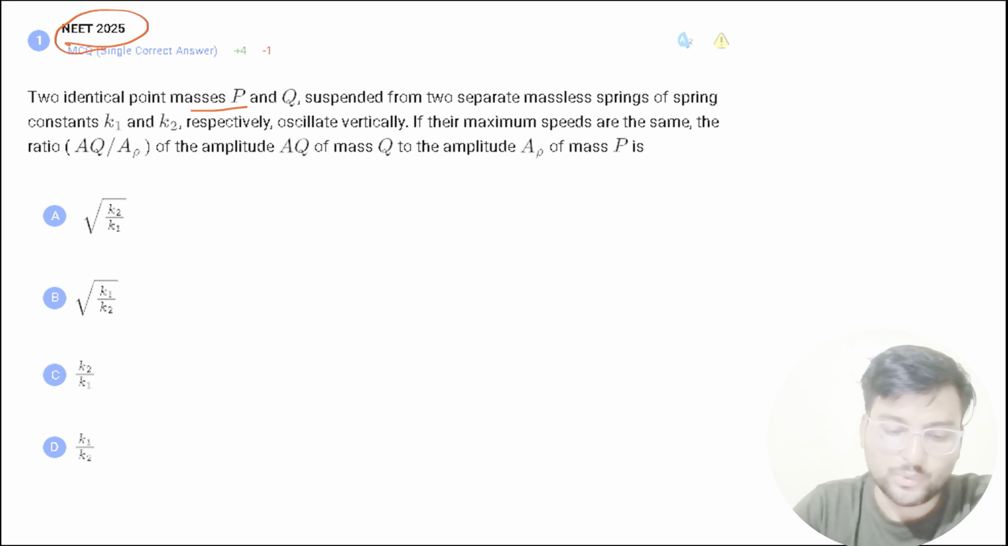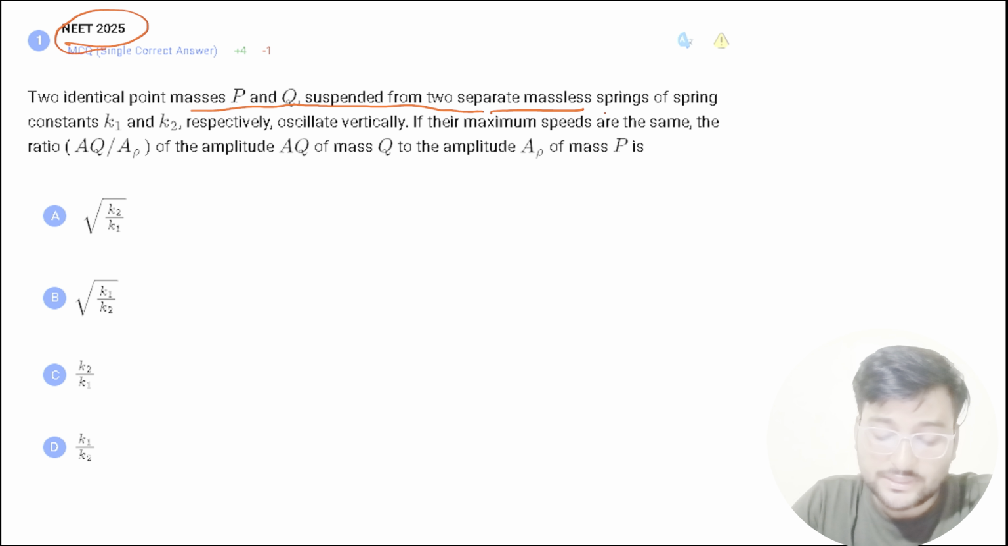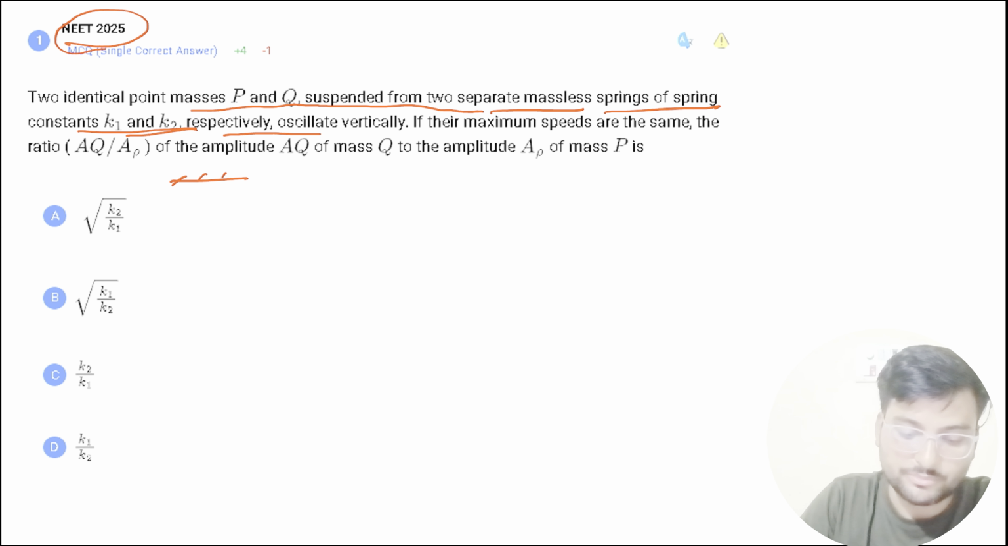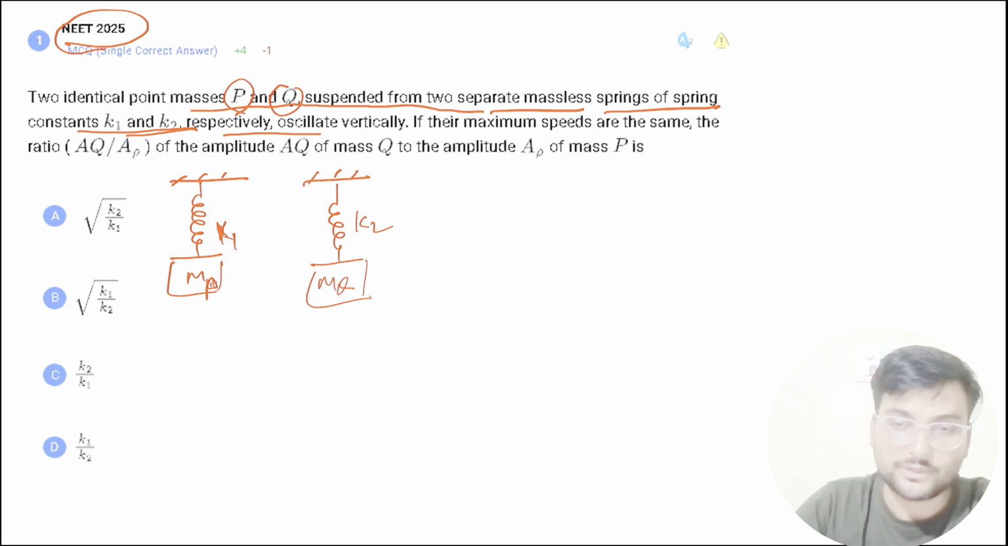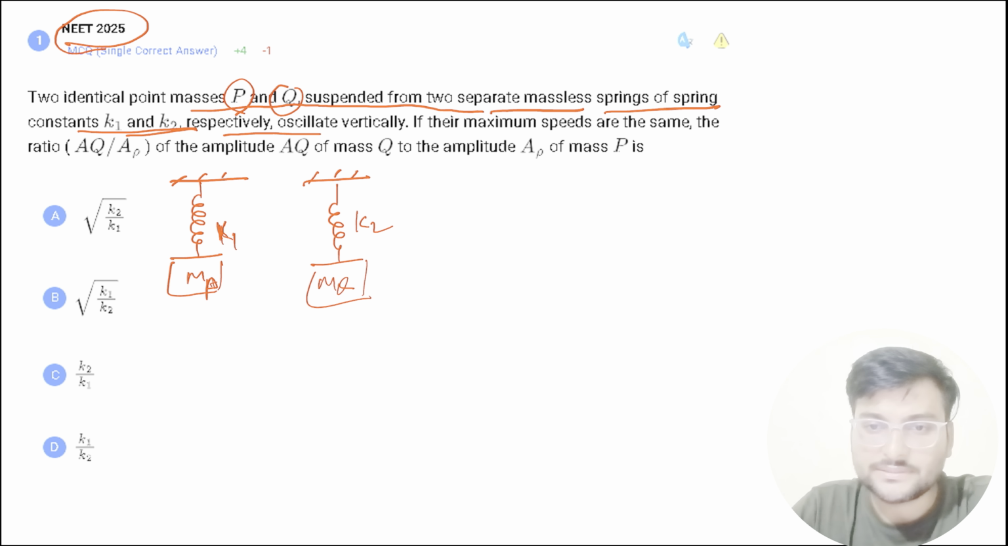In this question they say that two identical masses P and Q are suspended with a massless spring system of constants K1 and K2 respectively. Suppose this is one of the particles, that is mass M. This K1 is suspended here, mass of P and Q, two particles, is given to you. The second is also mentioned, mass of Q is given, and K1 and K2 are mentioned. In this case they ask what is the amplitude of this?